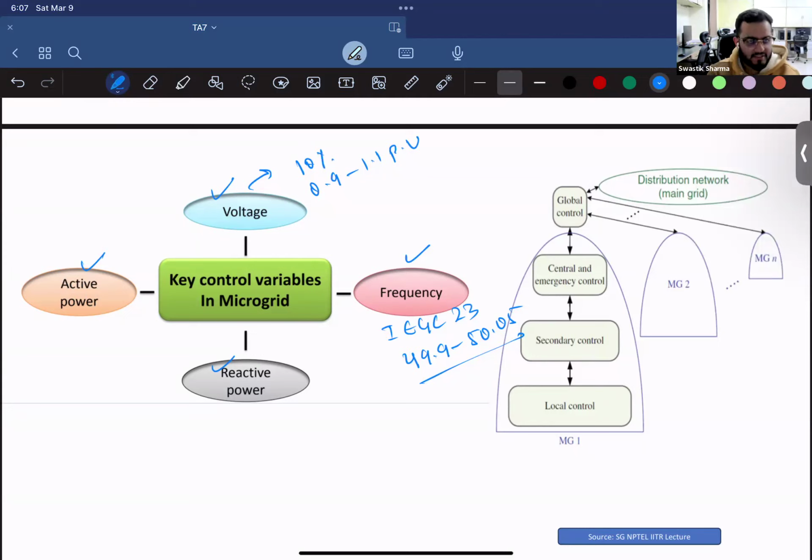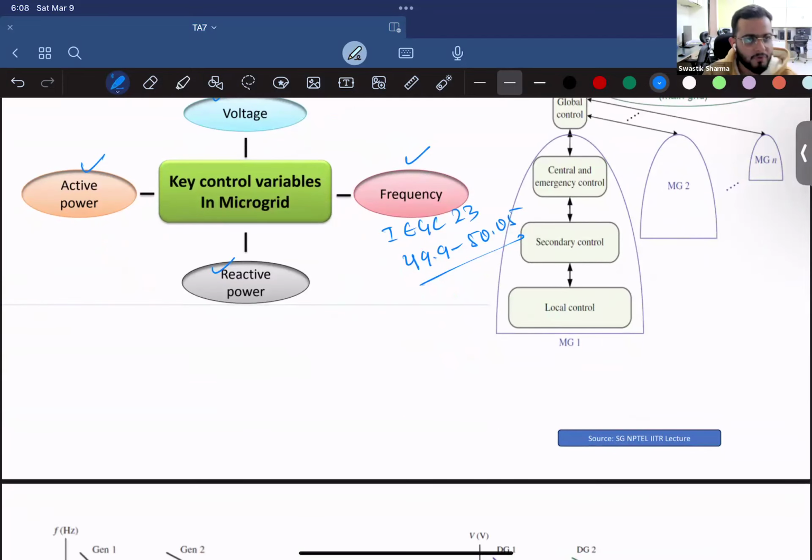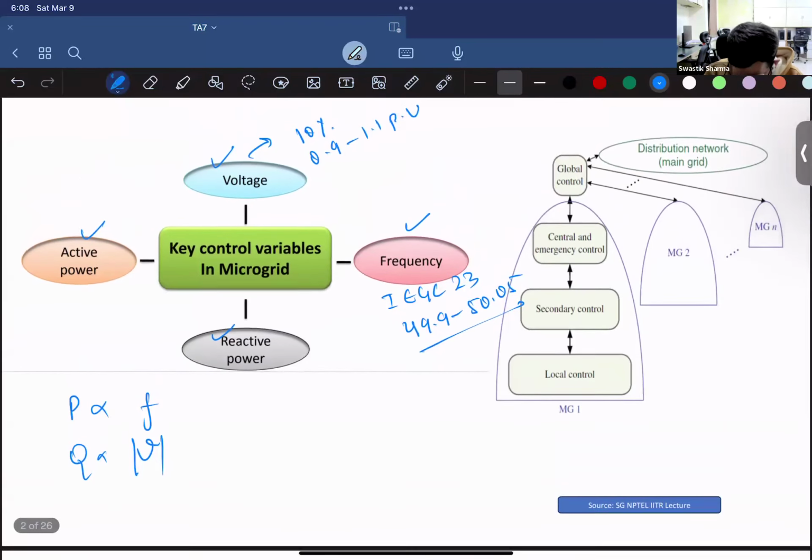We have two more components that we can control: active power and reactive power. From our previous power systems courses, we know that active power has a strong dependency on frequency, while reactive power has a strong dependency on voltage magnitude. So by varying Q, we can affect the change in voltage magnitude, and by varying P, we can affect the change in frequency. We'll discuss how that change progresses in the next slide.